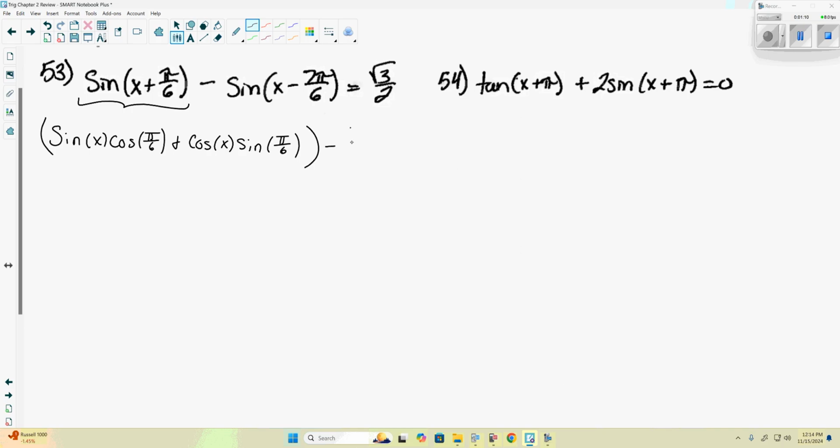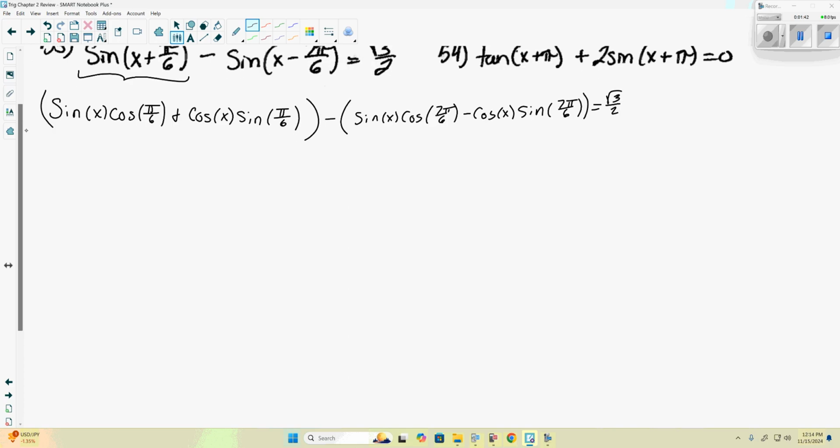Minus. Now because we do have subtraction of our next difference identity, we will need parentheses around it. Now sine of x minus 7 pi over 6 is going to be sine of x cosine of 7 pi over 6 minus cosine of x sine 7 pi over 6 is equal to the square root of 3 over 2. So the first thing we did is just applied these angle properties, or these trigonometric identities.